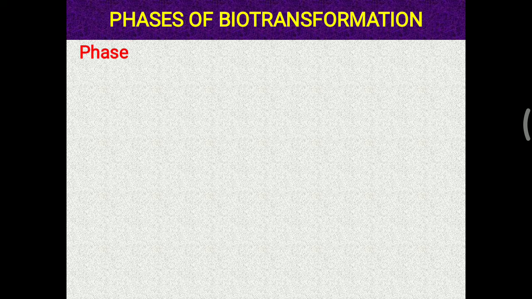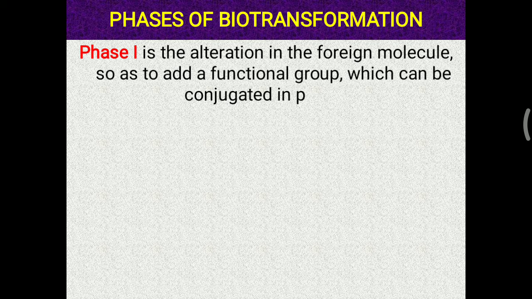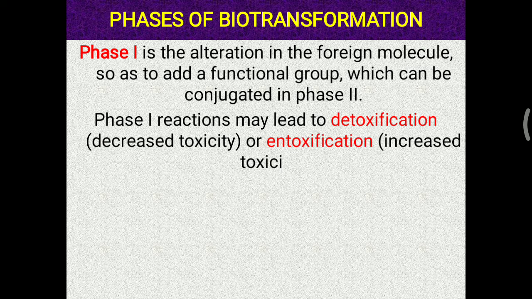In detail, phase 1 is the alteration of the foreign molecule, or strange molecule, entering the body so as to add a functional group over that foreign molecule. This molecule can then be conjugated in phase 2 if needed. Phase 1 reaction may lead to detoxification or intoxication. Sometimes phase 1 can increase or decrease toxicity, according to the reaction and depending on the molecule.